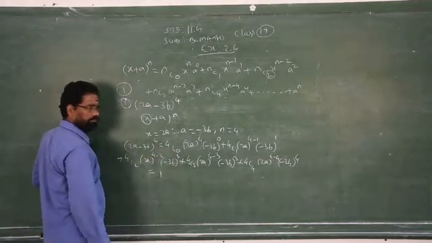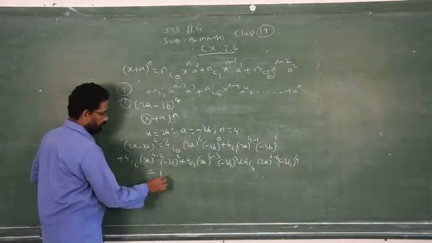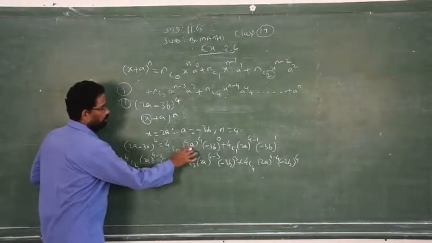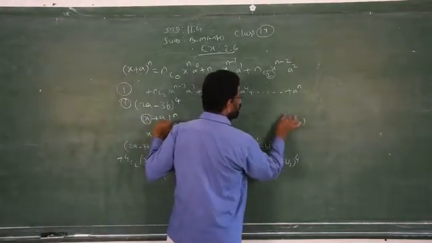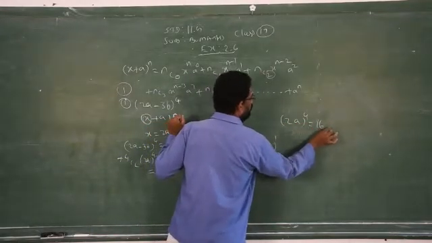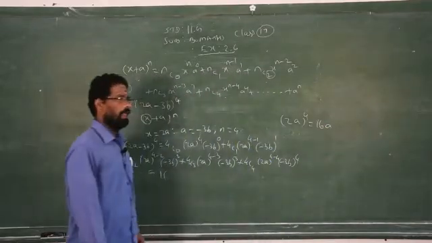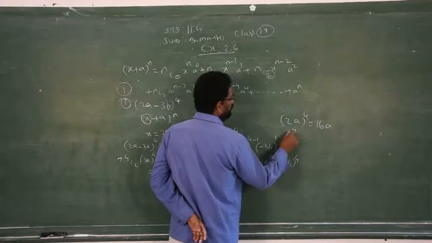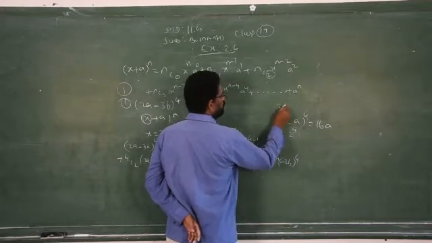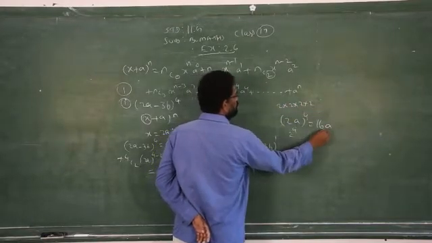4c0 is 1. What is the power? (2a) power 4. Some of the boys may have confusion. They will write only 16a. They will write 2 power 4, that is 2 multiplied 4 times, and you will get 16.